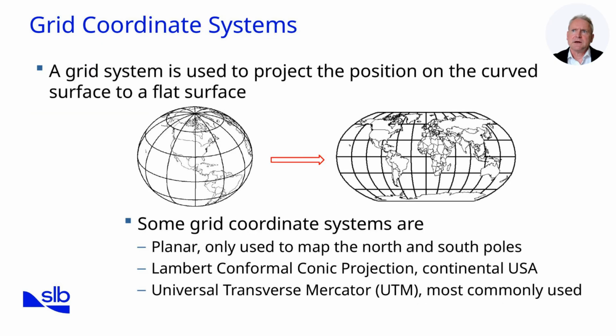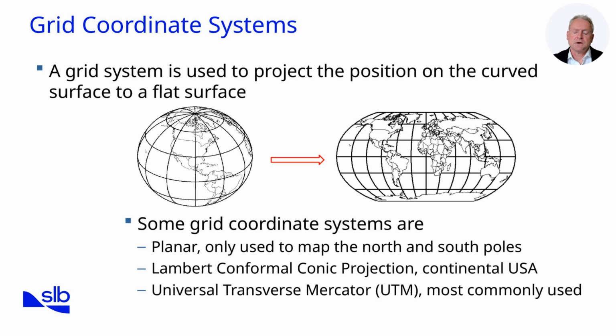When mapping Earth's curved surface onto flat maps, grid coordinate systems are used. They provide a practical way to express positions in straight-line measurements, essential for engineering and drilling. Different projection methods exist depending on geography and application. Planar projections are simple, projecting Earth onto a flat plane, but they're only valid near the poles, where distortion is minimized.